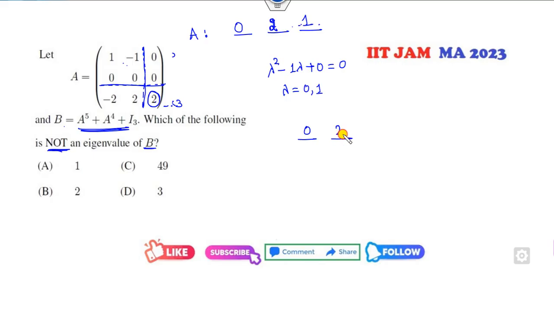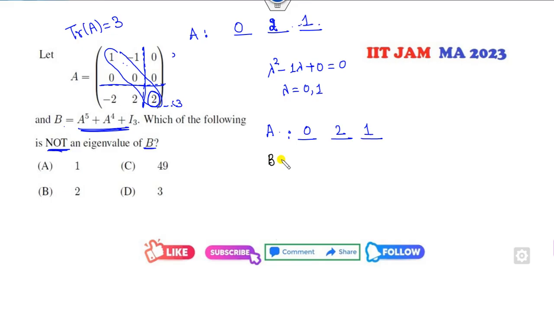Once we got 0 and 2 as the eigenvalues, the third eigenvalue you can get using the trace. What is the trace of the A? This is 3. So what are the eigenvalues of this? Fine. So these are the eigenvalues of my A.